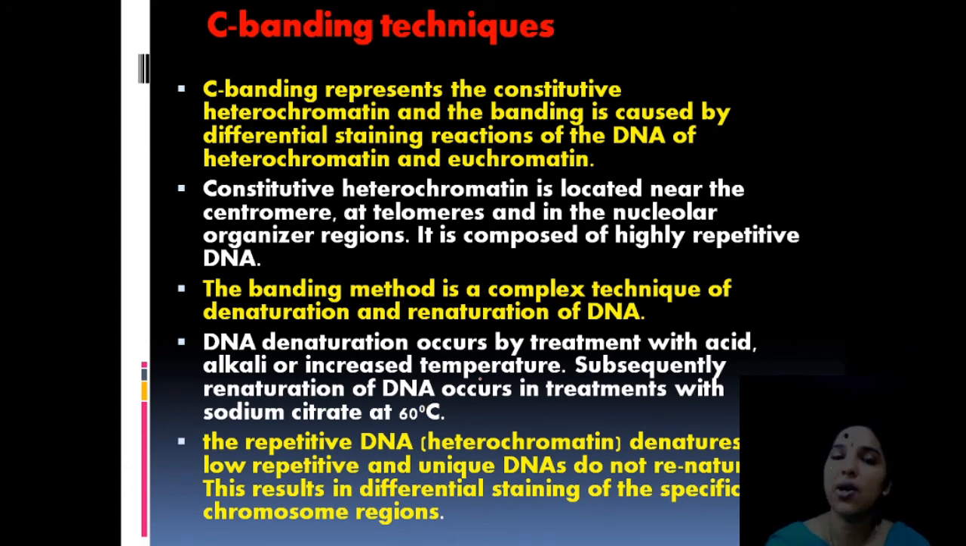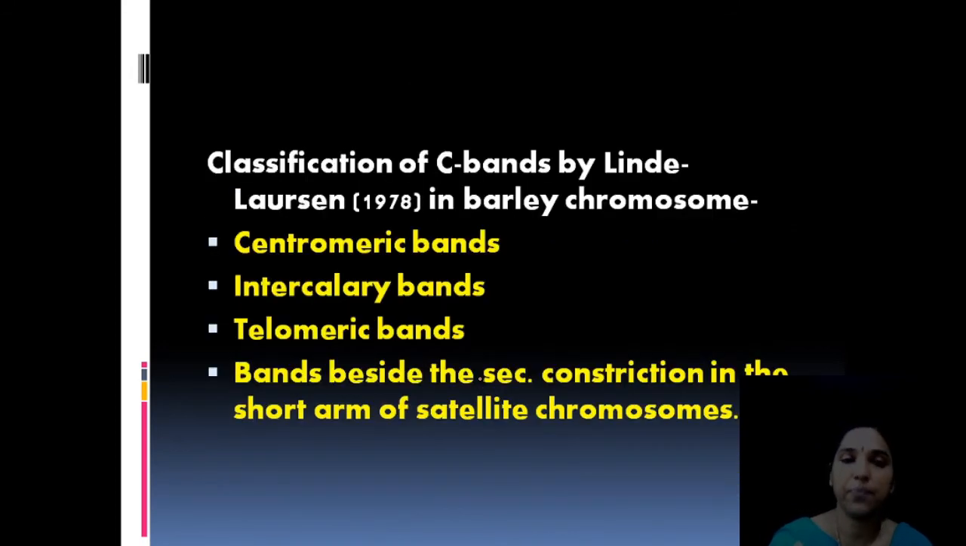Then the highly repetitive DNA or heterochromatin renatures, but low repetitive DNA and unique DNA do not renature. Only the constitutive highly repeated DNA renatures, and the other regions do not. So there exists a differential staining technique. When you apply the denaturation technique, those with the highly repetitive part will renature, and nothing happens to other regions. So you will get differential staining, only the regions with the constitutive heterochromatin showing darker bands, okay.